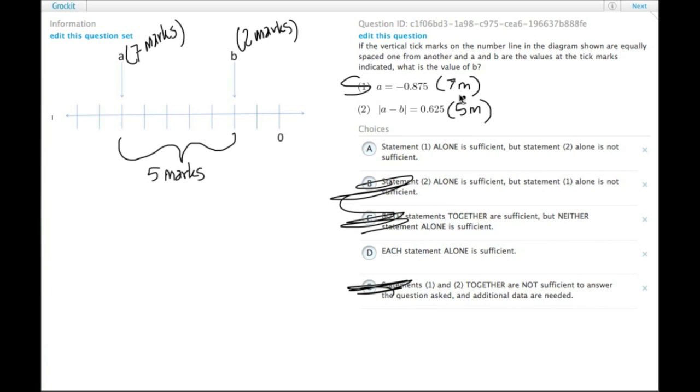We would find out this number for m, and then multiply it by 2 to figure out the value of B and make sure that it's negative. So this one is also sufficient. Either statement on its own is sufficient to answer the question.